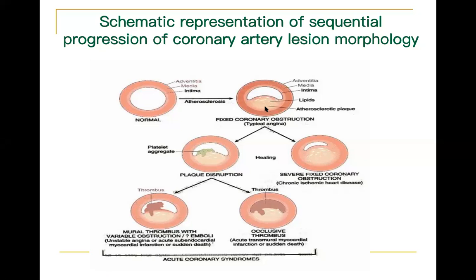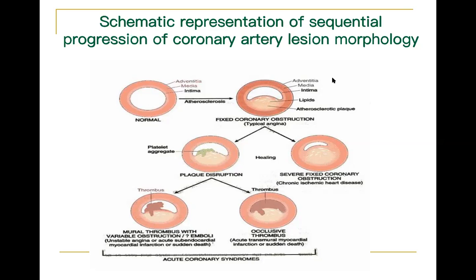Now listen carefully. It starts with a lipid deposition, but ultimately it doesn't have only lipid. It has so many other things. It has fibrous tissue, it has a necrotic core, and it has inflammatory cells. Along with them, it also has a smooth muscle component.